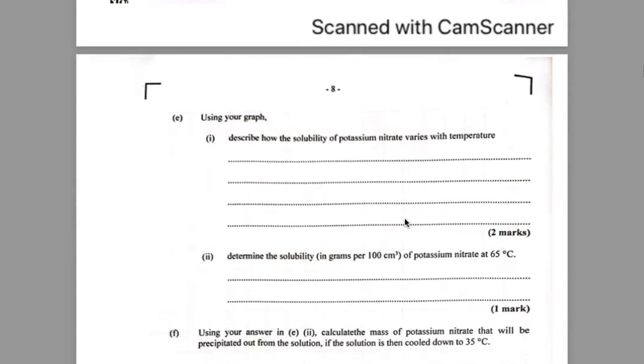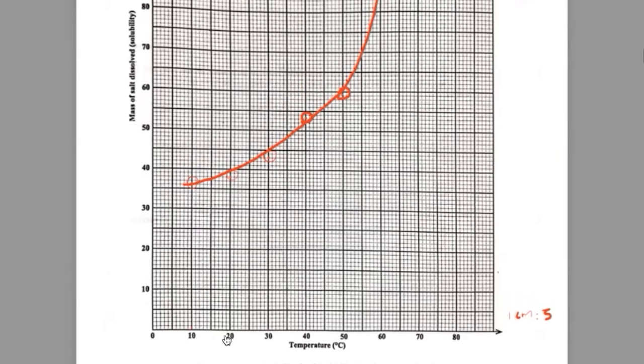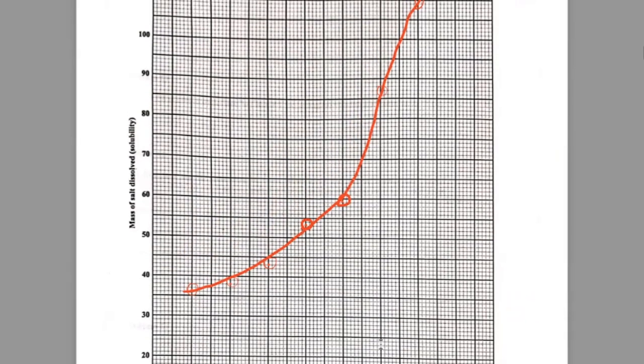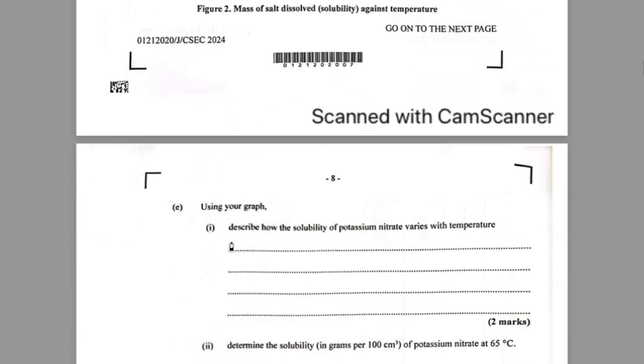Part E says, using your graph, describe how the solubility of potassium nitrate varies with temperature. So we have to look, realize that on the x-axis, as we go across, temperature is increasing. So we need to look to see what is happening as we go across. How do we have the solubility responding on the y-axis based on the increase in temperature? Because the mass of the salt is what will give us the solubility. If you have a large mass dissolving in the water, then we say the solubility is high. So let us see. We see that as you go across, the solubility of the salt is increasing. Now you could say with increase in temperature, there's an increase in the solubility. So we can write that.